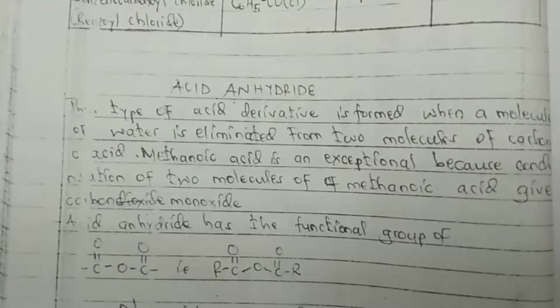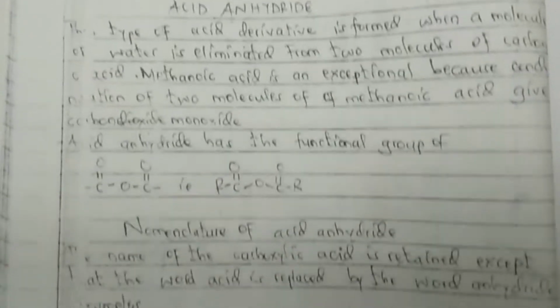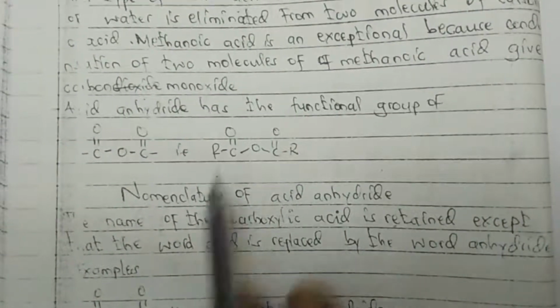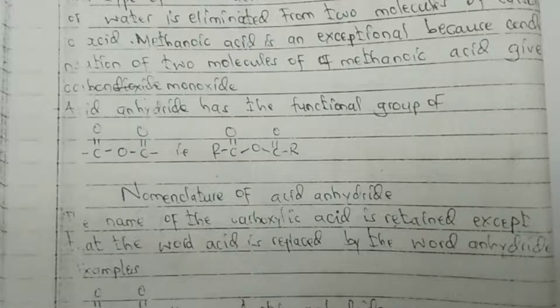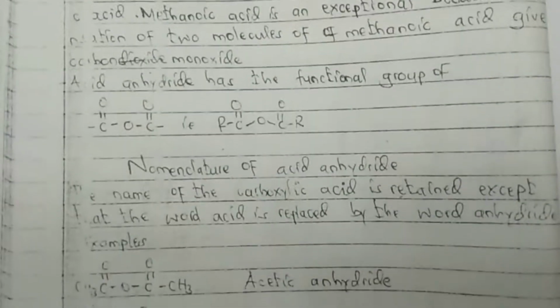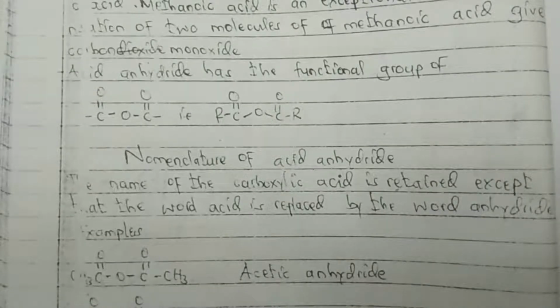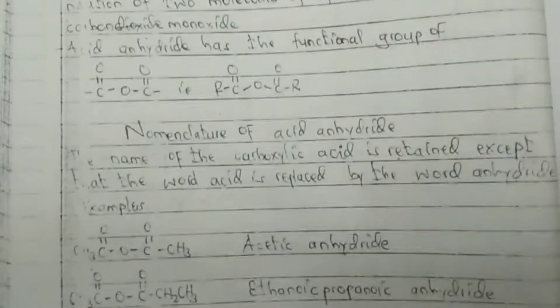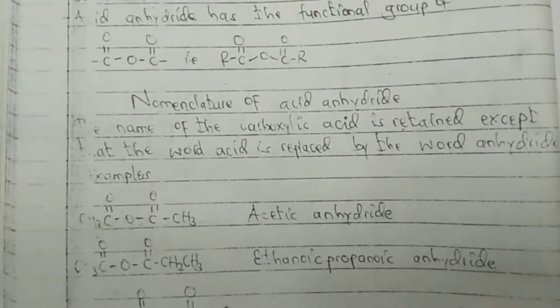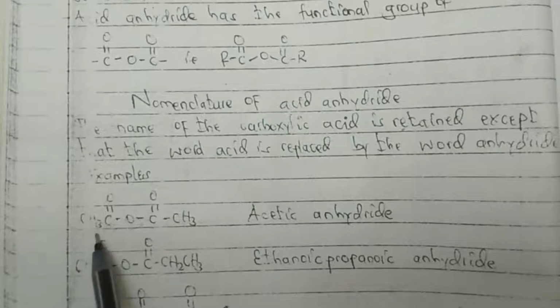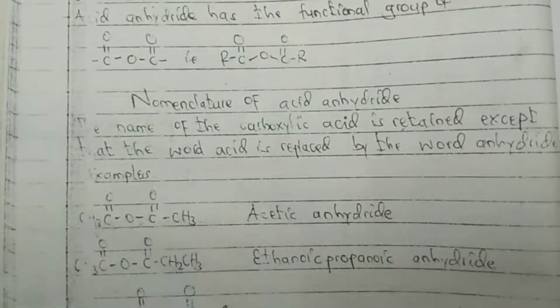So acid anhydride had the functional group hii hapa ambayo nilidraw nikasema we have R, then C double O oxygen, then C double O R. Nomenclature of acid anhydride. The name of carboxylic acid is retained except that the word acid is replaced by the word anhydride. For example, instead of saying acetic acid, we say acetic anhydride. That means huku ilikuwa ni acetic acid na huku acetic acid, so itakuwa acetic anhydride au ethanoic anhydride.